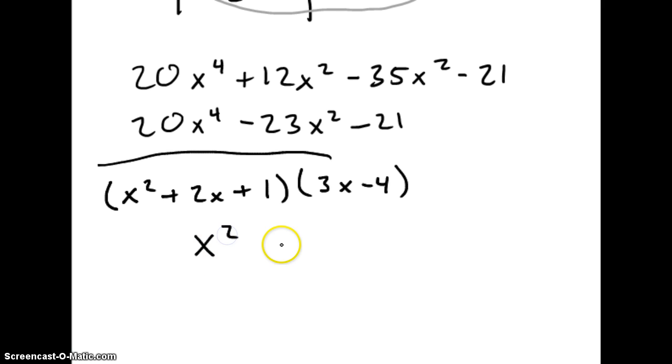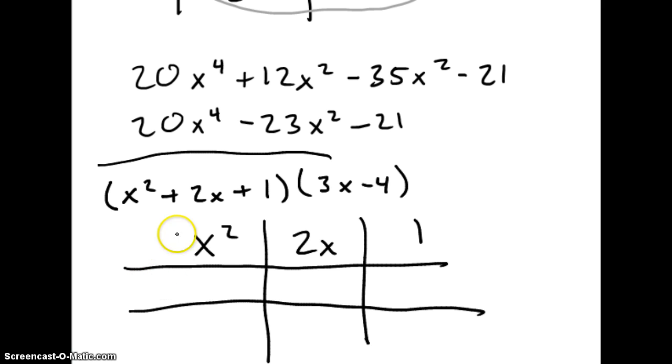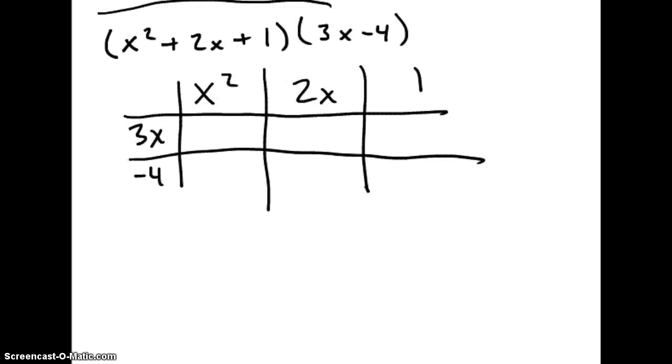x squared, 2x, and 1. That's the top part. And then the bottom, going downward, 3x and negative 4. I can fill this out. It just has another column right here, and I can keep on adding columns the more numbers I have.